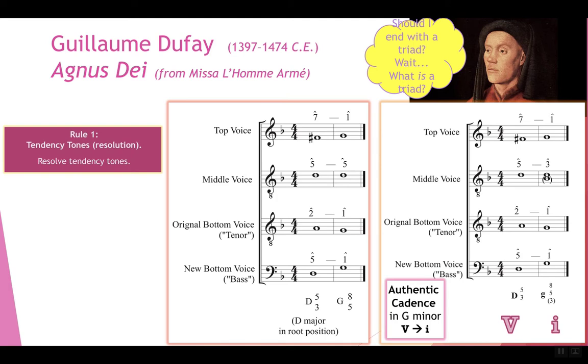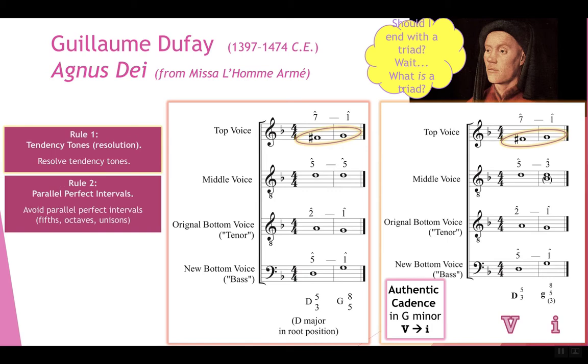Let's check out some of these rules. Rule number one, tendency tones, resolution, resolve all tendency tones. Which are the tendency tones? We can pay attention to either this one or this one. It doesn't matter. Let's just pay attention to this one for now. So you have 7-1, that's the leading tone going up to scale degree 1. So has he resolved it? Yes, in both cases.